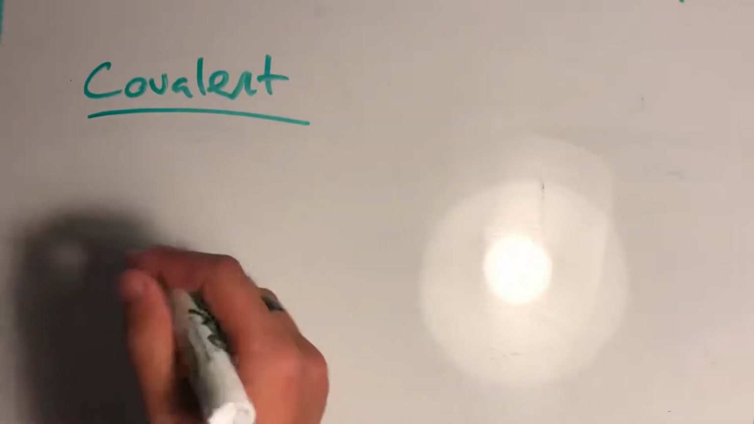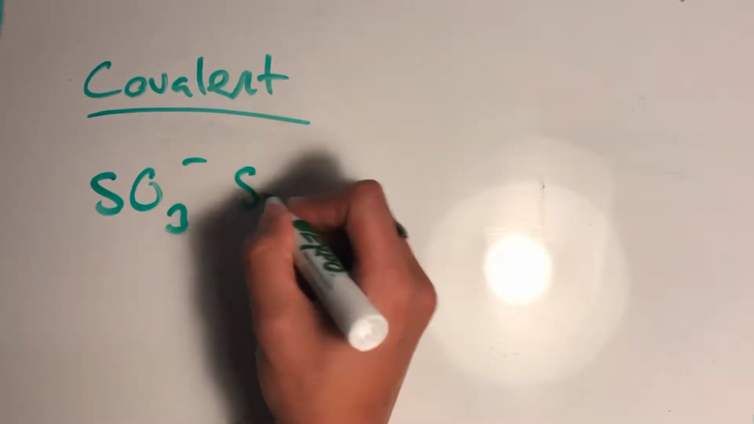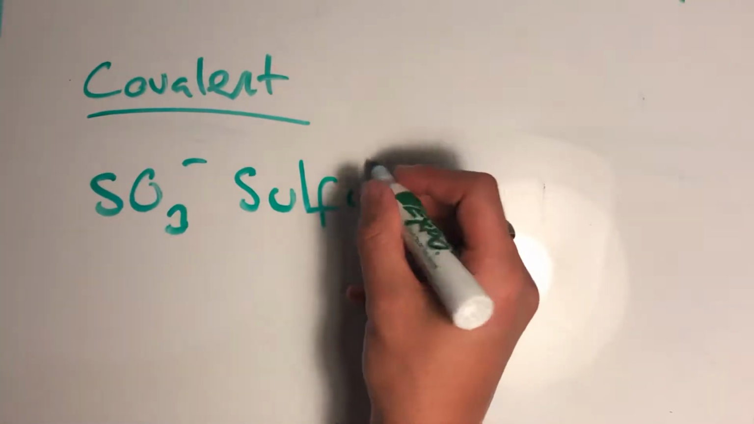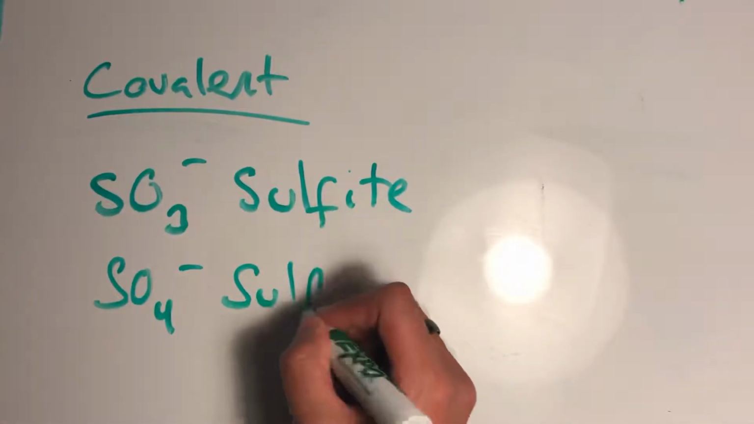But this does not always work with all of them. For example, SO3 minus, and as you can guess, it's sulfite. And SO4 minus, sulfate.